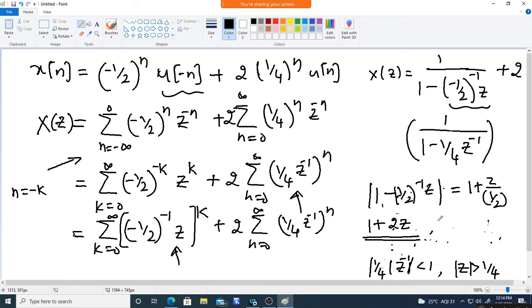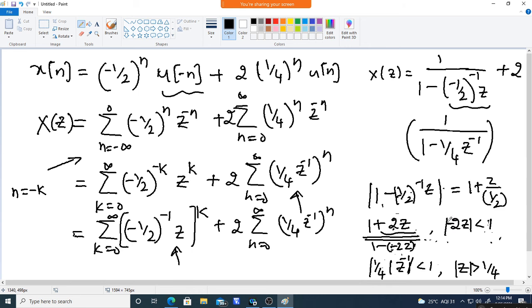Now if you take this term, that is 2z, the magnitude of 2z. Because it is 1 minus of minus 2z, we can take that here. So the magnitude of minus 2z should be less than 1.